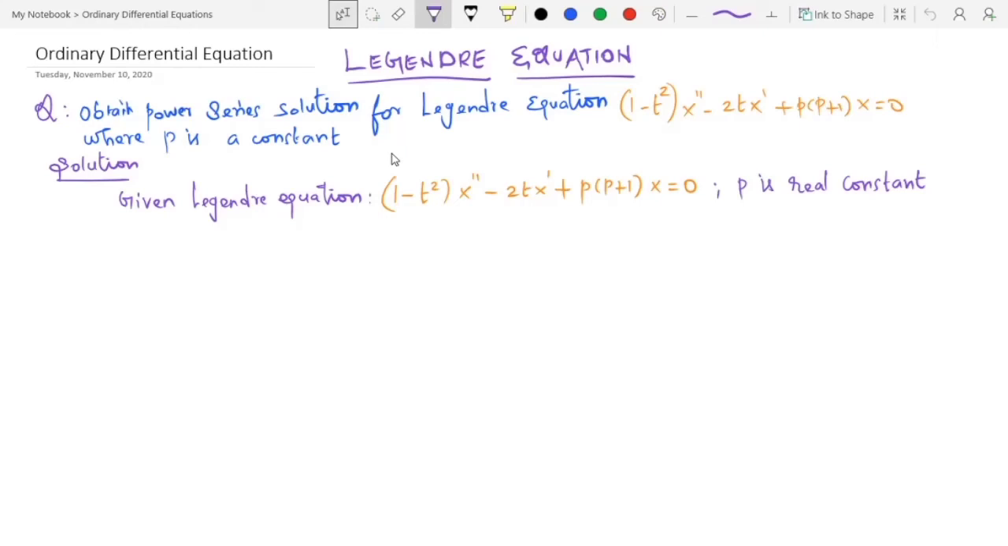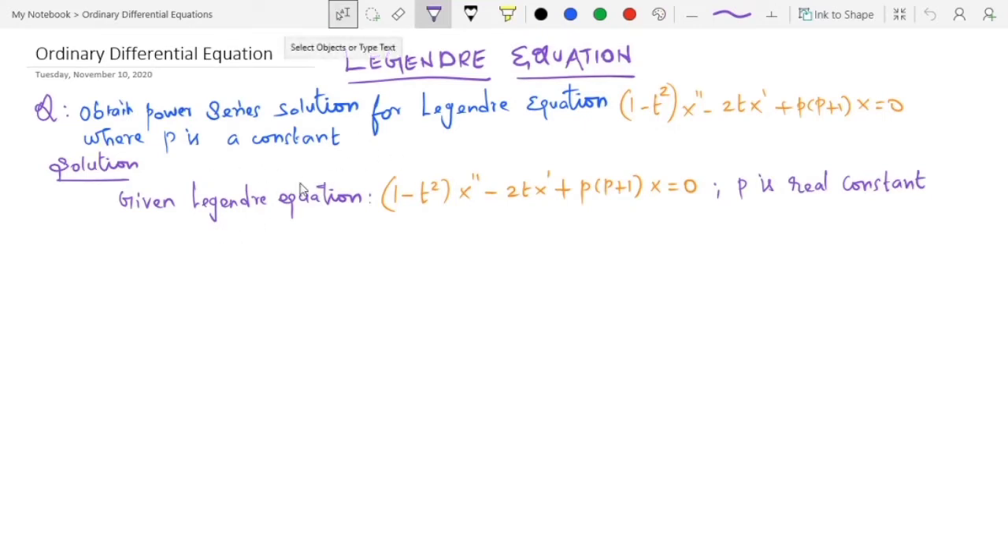Hello guys, from this lecture we are going to obtain the power series solution for the Legendre equation. The second order ordinary differential equation of the form (1 minus t squared) x double dash minus 2t x dash plus p(p plus 1) x equal to 0 is known as the Legendre equation, where p is a real constant.